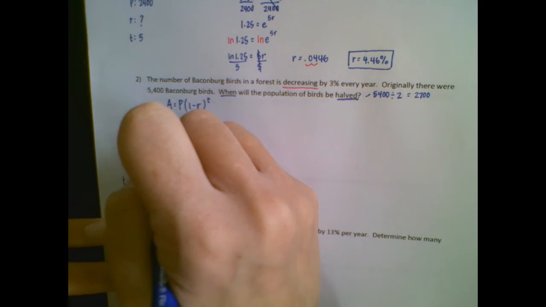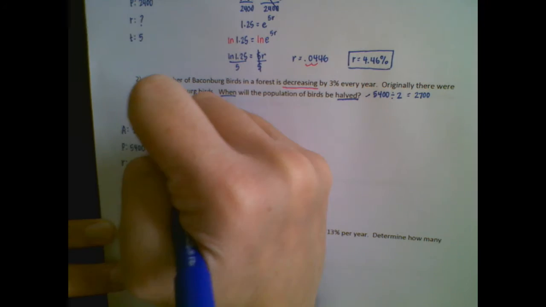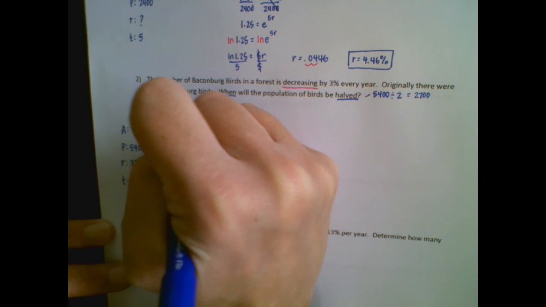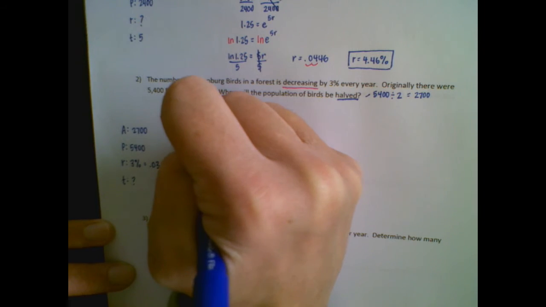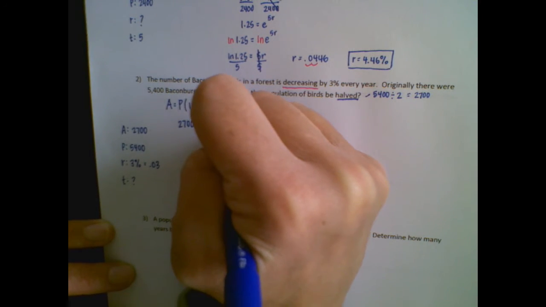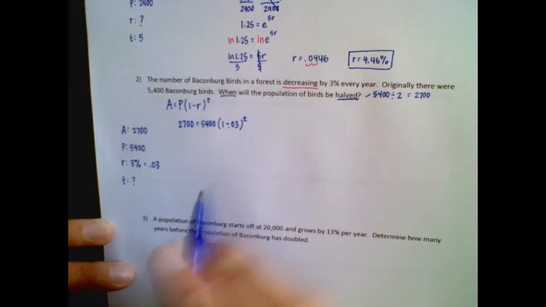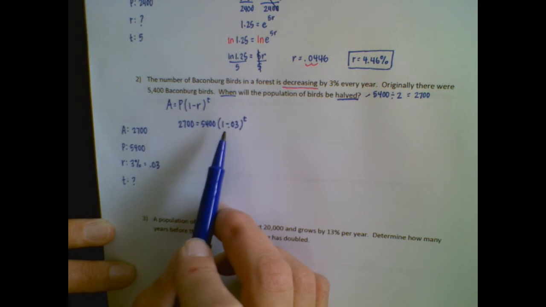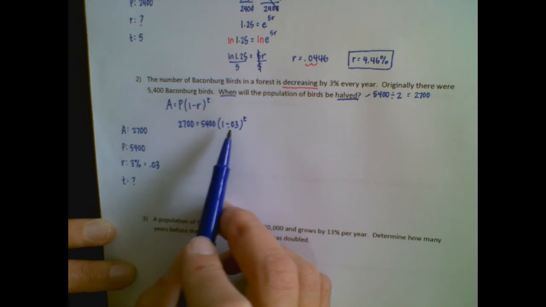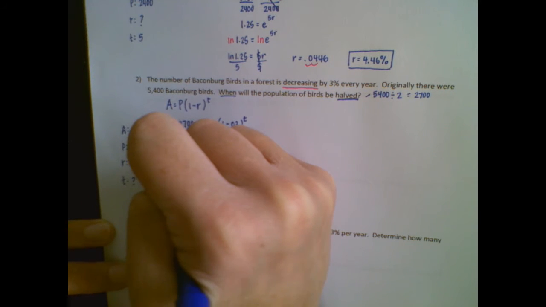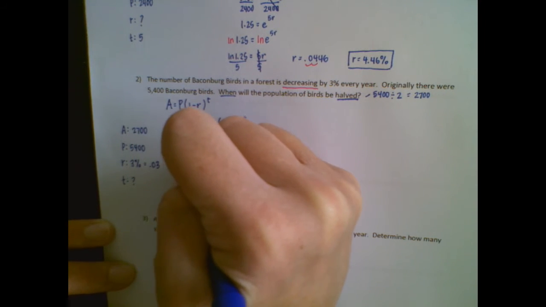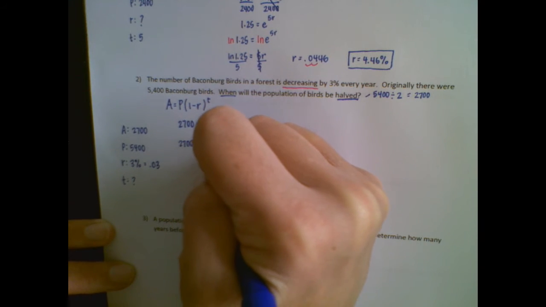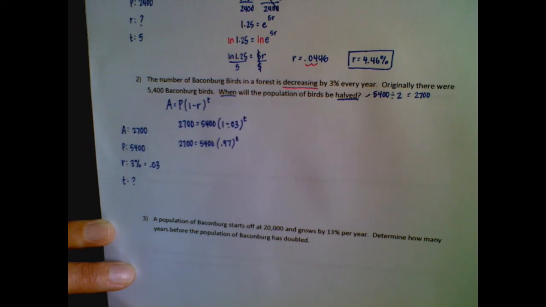So if I go ahead and plug in what I have into this decay formula, that's going to give me 2,700 equal to 5,400 times 1 minus 0.03 raised to the T. Again, I'm writing that rate as a decimal in there. So first thing I'm going to do is follow order of operations. I'm going to go ahead and simplify inside here. So 2,700 is equal to 5,400 times 0.97 raised to the T.